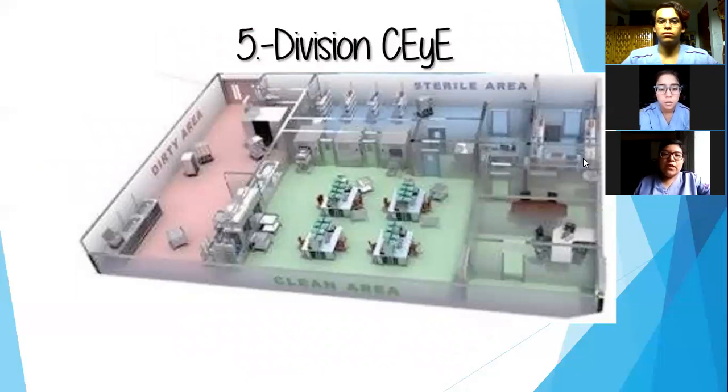5. The division of the SEIE area. There are 3 different areas. The dirty area. This is an area for the change of clothes. 2 is the sterile area, where the material is prepared, and the clean area is the storage of the materials.